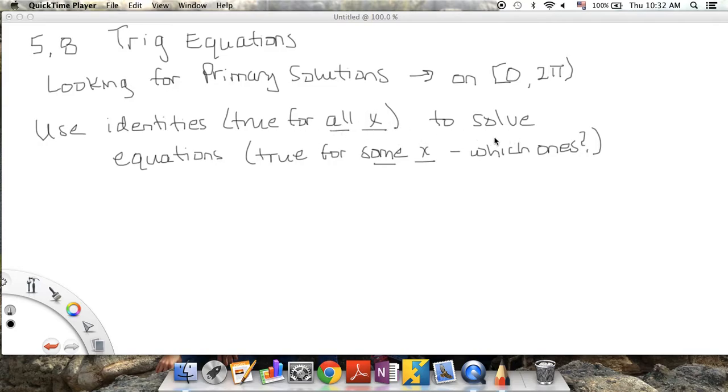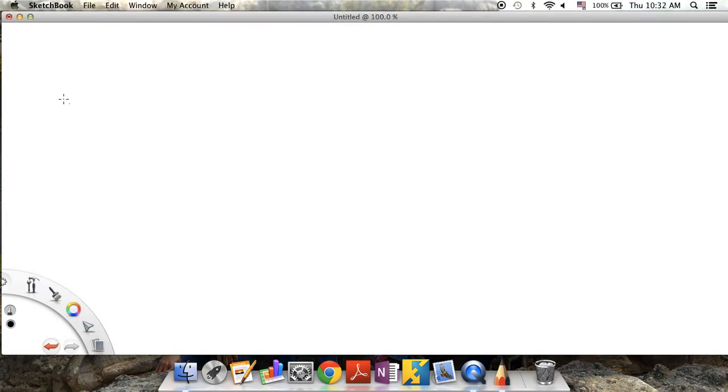We're going to use those identities to solve equations which are true for some x's, and we need to figure out which ones. That's what solving the equations is all about. So let's look at solving some of these. Let's say we have sine x plus cosine x equals secant x. And we want to solve what x values make that true. What primary solutions do we have?